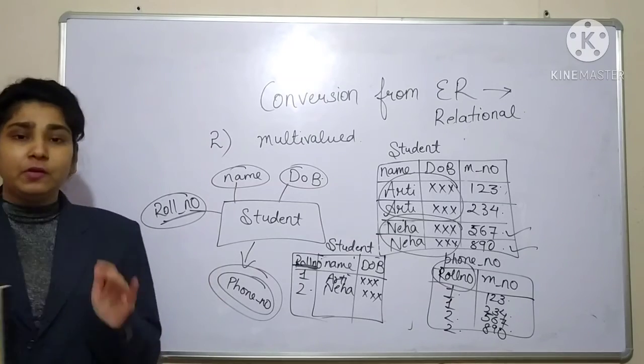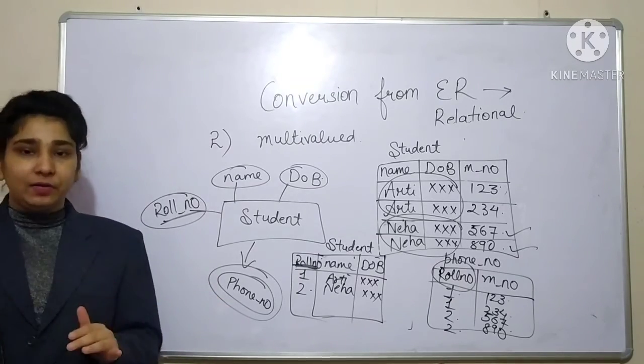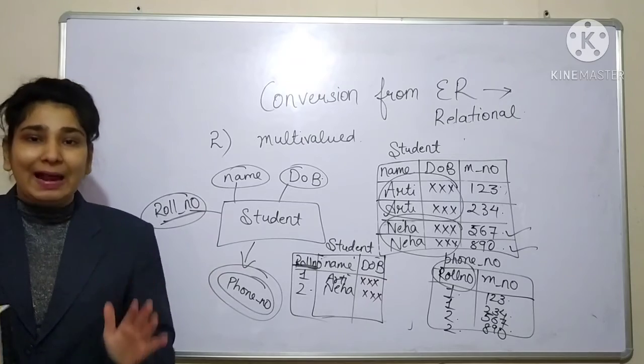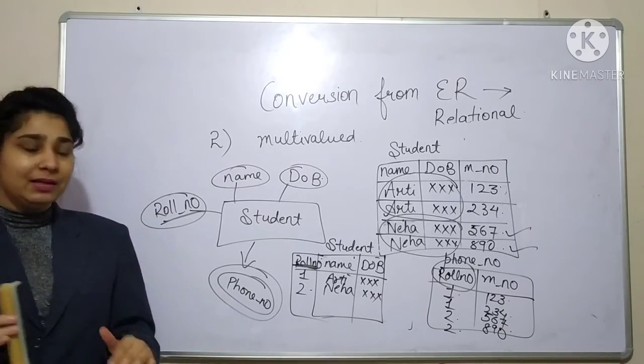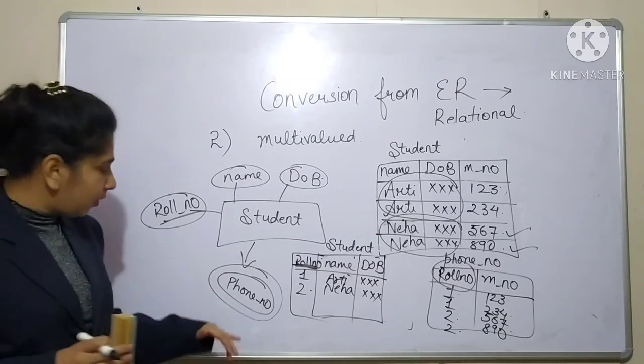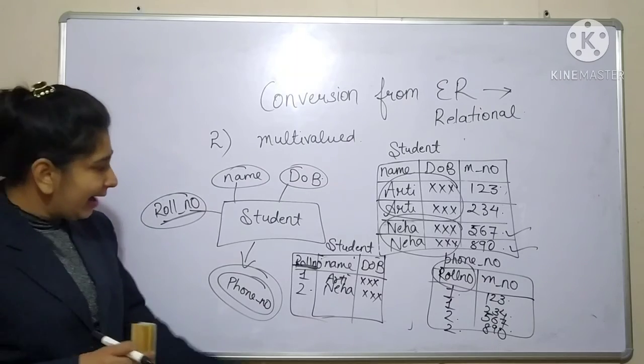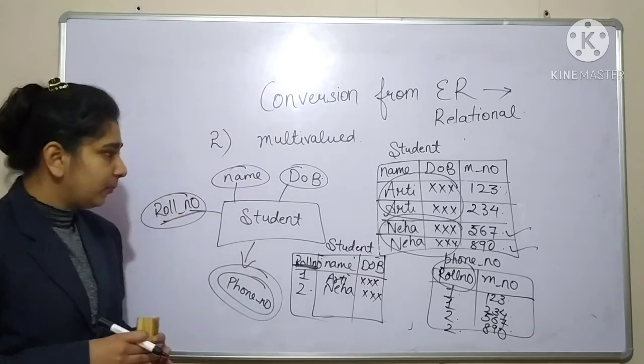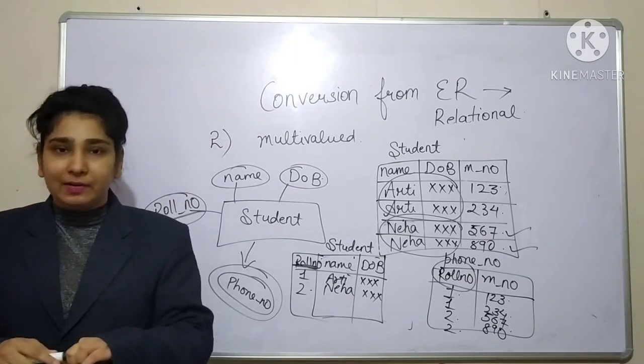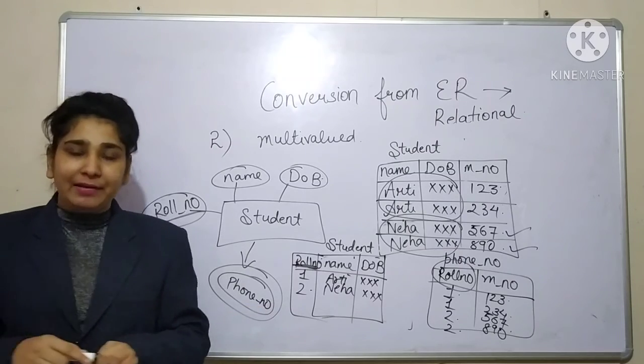Okay. So if you are given a multi-valued attribute in your entity, we will be making a separate table for the multi-valued attribute like this. So I hope that you are clear with multi-valued attribute.